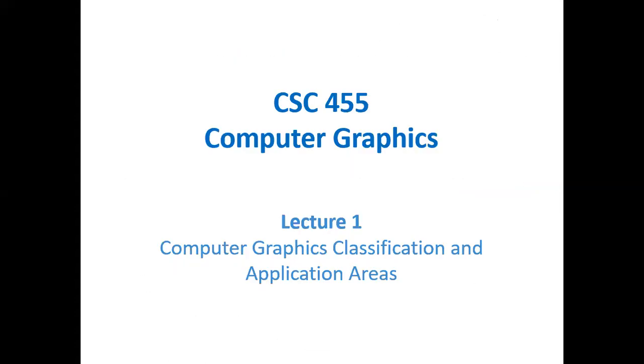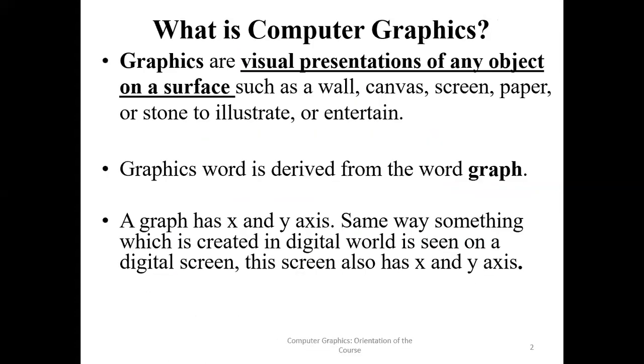From slide one again, first we tried to understand what graphics is. Graphics are visual representations of any object on a surface. The surface can be a wall, canvas, screen, paper, or stone. The purpose can be just to illustrate something or for entertainment. The word graphics comes from the word graph. Just like a graph has x and y axis, in graphics we also have x and y axis.